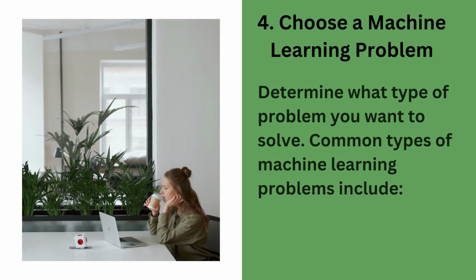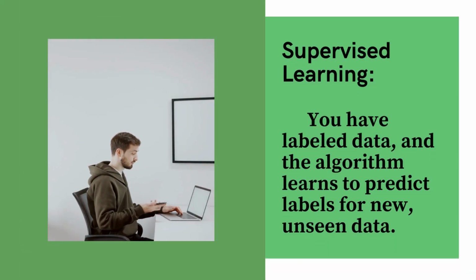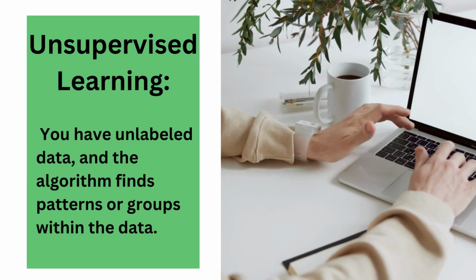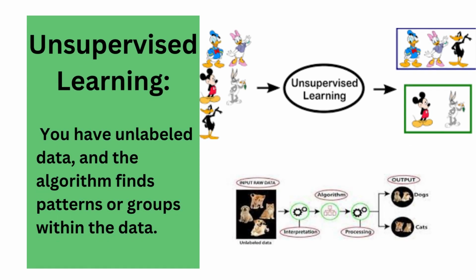4. Choose a machine learning problem. Determine what type of problem you want to solve. Common types of machine learning problems include supervised learning. You have labeled data, and the algorithm learns to predict labels for new, unseen data. Unsupervised learning. You have unlabeled data, and the algorithm finds patterns or groups within the data.